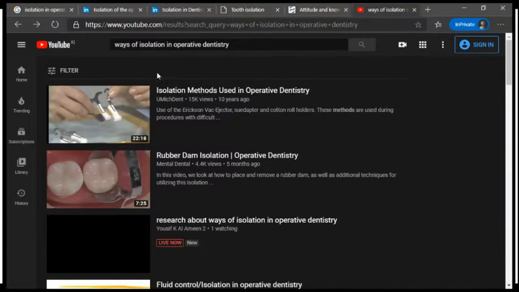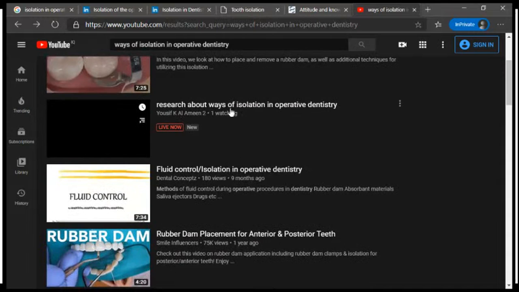But this, of course, tells us that rubber dam is very important in the procedure of isolation in operative dentistry. Now, this is research about ways of isolation in operative dentistry. This is the stream which is live now. Let's see if it's important.